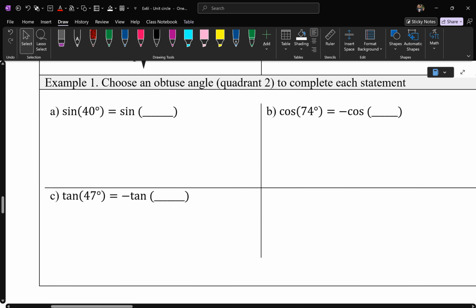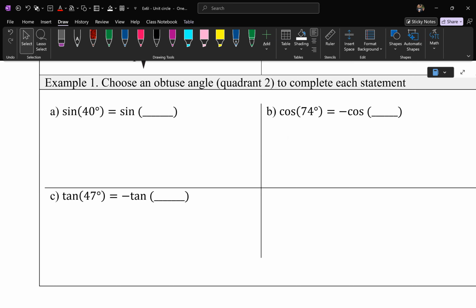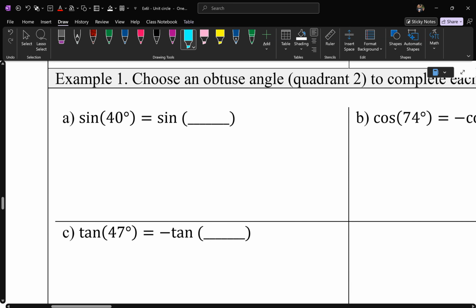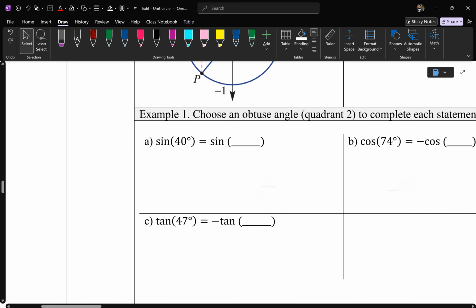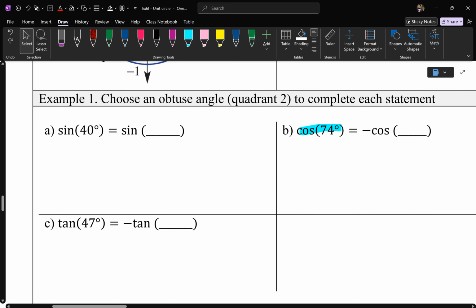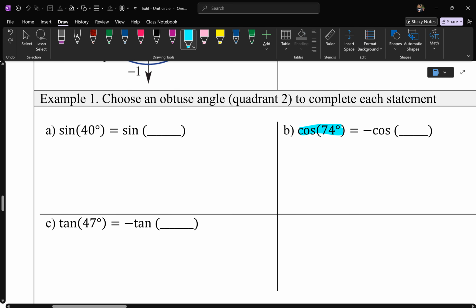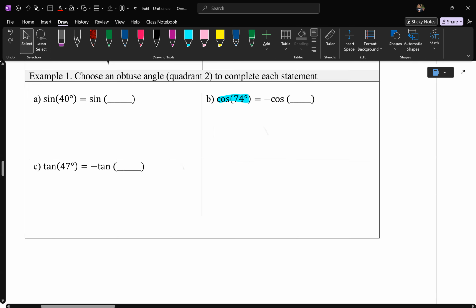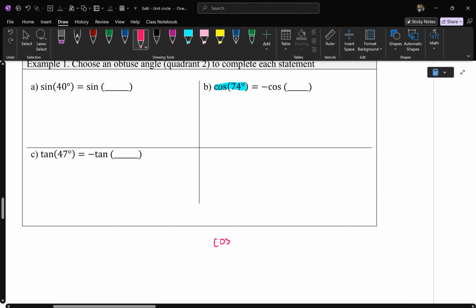Here we go. Sine 40 degrees. Now, the question asks you to, actually we just did sine, let's do cos, just so you can get a feel of all the other different ones. Let's do cos of 74 degrees. Now, I don't know what cos of 74 is, because it's not an exact value. Right? So, write this as part of your notes. Let's do cos of 74.